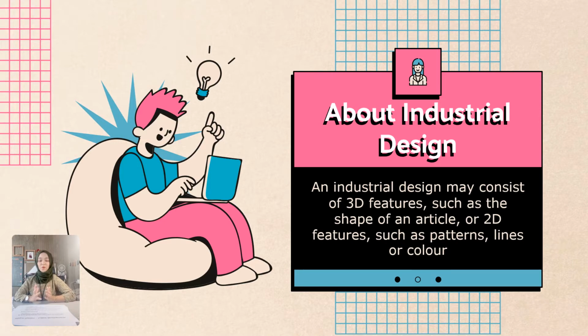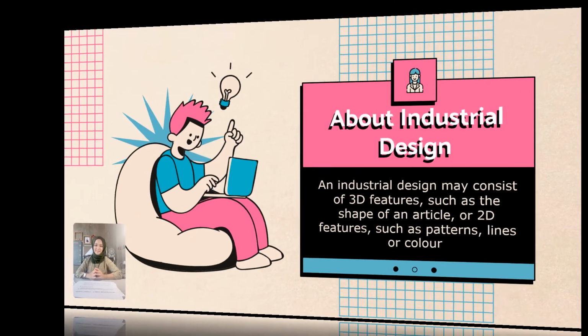So before we go further, we must understand what is industrial design. An industrial design may consist of 3D features such as the shape of an article, or 2D features such as pattern, lines, and also colors.